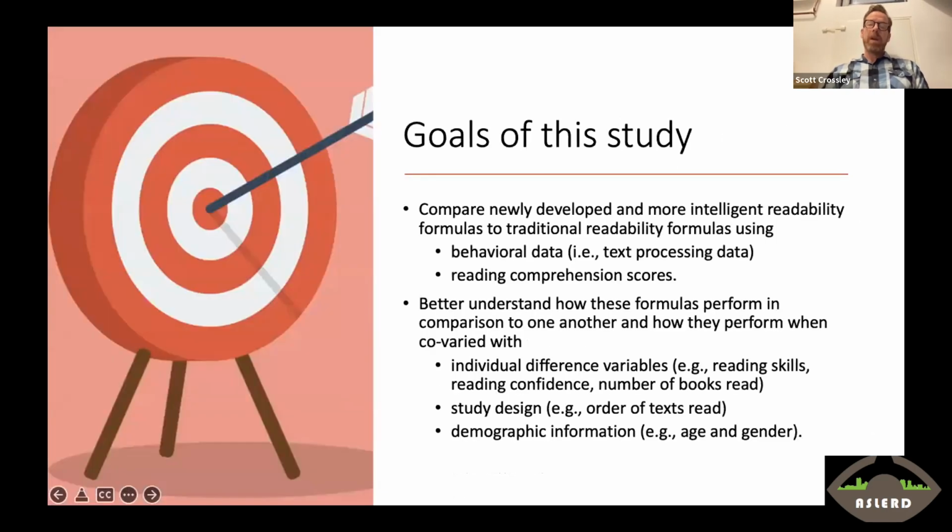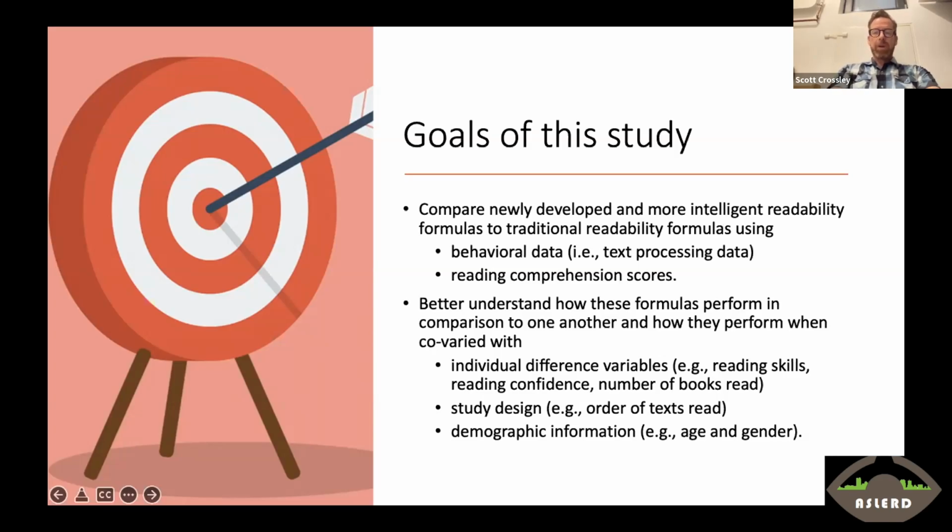All right, so the goals of this study is to compare these newly developed and more intelligent readability formulas and traditional readability formulas, using behavioral data. In this case, we're talking about text processing data, how long it takes somebody to read a text, and also reading comprehension score. So after you read a text, how well do you comprehend that text? Most studies have looked and tested readability formulas solely based on how well they can predict a readability criteria.